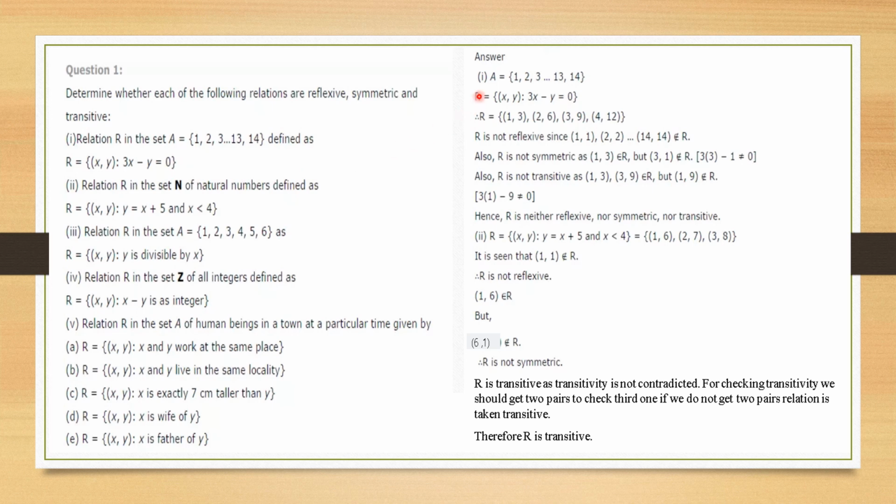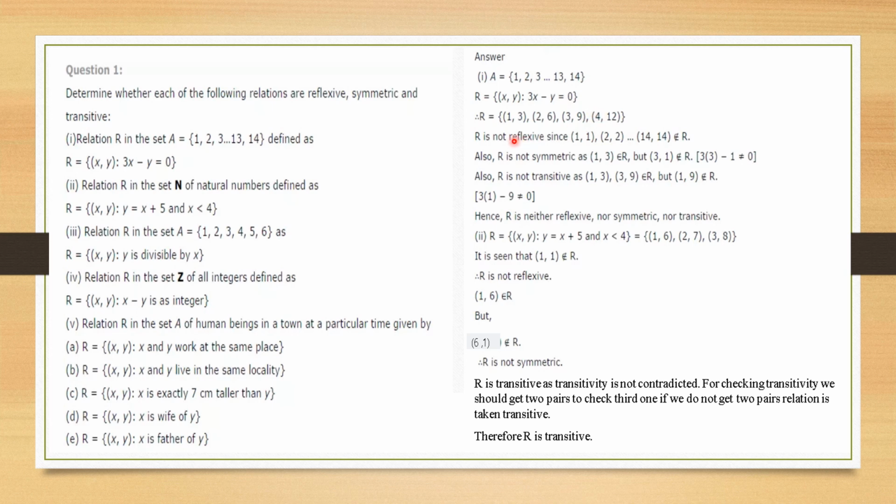If you remember, you have solved this question in your class 11 also. A is equal to elements 1 to 14, and the relation is defined as 3x - y = 0. So let us build a roster form for this relation. The elements will be like y = 3x. You will put only those elements which do not carry forward elements outside the set A. So we will get only the pairs (1, 3), (2, 6), (3, 9) and (4, 12), and (5, 15) will not be there, because 15 is not here. So this is your relation.